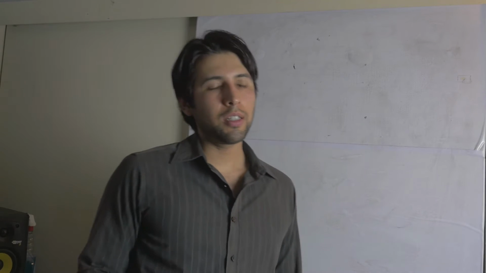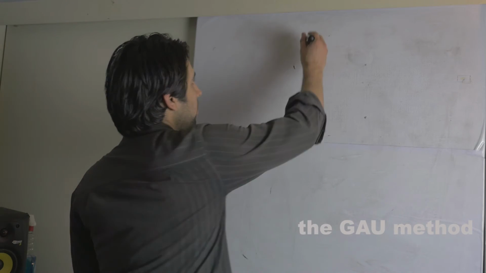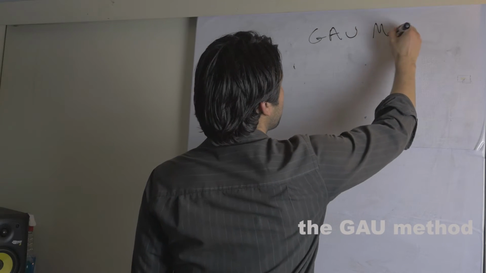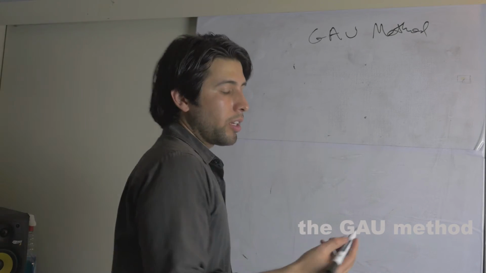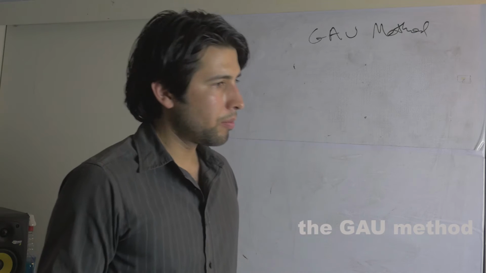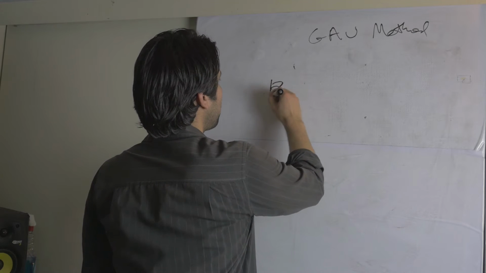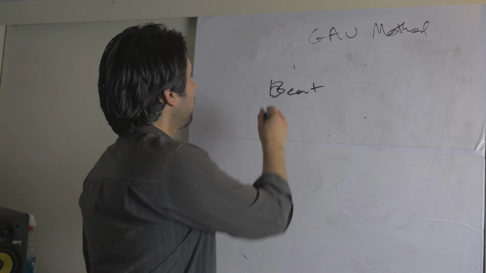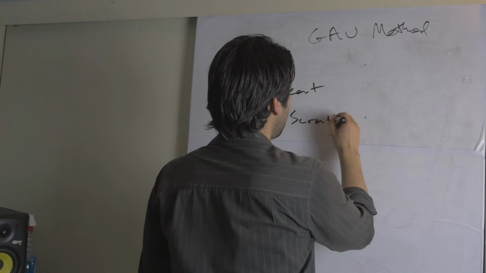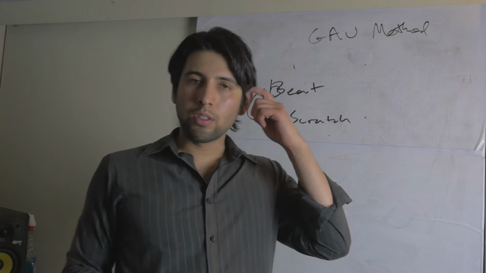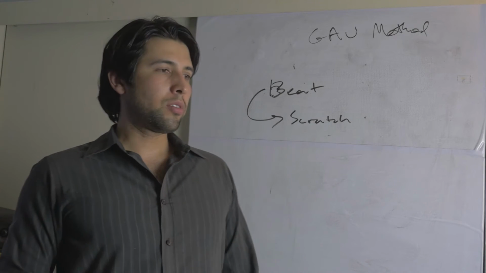So I'm going to go back to how I write rhymes. The GAU method, Gustavo Adolfo Uribe. You get your track, your beat, and you do this to the beat. So here's your beat. Then what I'll do is a scratch track, meaning just freestyle, improvise the actual rhythm.